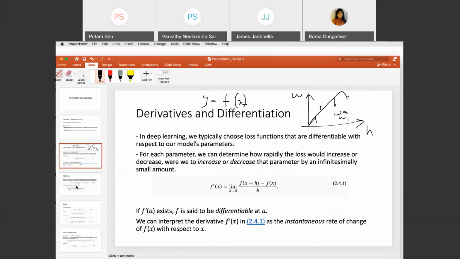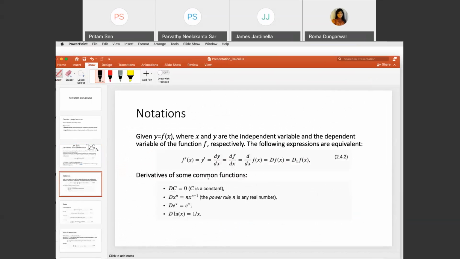There are some other notations. For example, if we call the function y, then we can also say y prime, or dy/dx, df/dx, or d f(x)/dx. This is the parameter for which we are calculating the differentiation. So there are many kinds of notation, and there are some common functions.